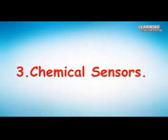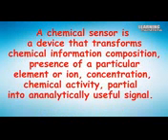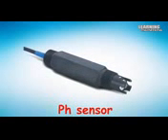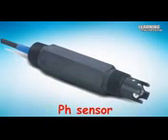3. Chemical sensors. A chemical sensor is a device that transforms chemical information, composition, presence of a particular element or ion, concentration, chemical activity, partial pressure, into an analytically useful signal. For example, pH sensor, sensors to detect presence of different gases or liquids.